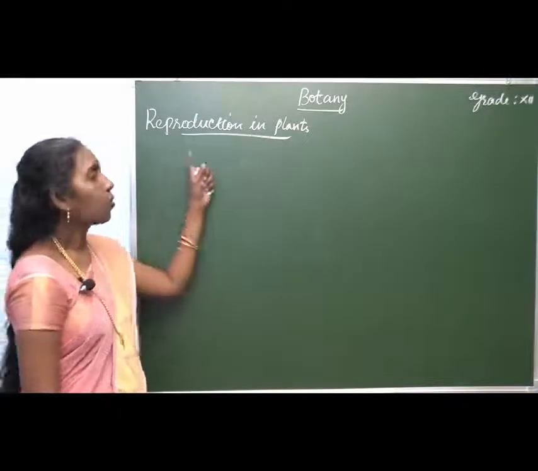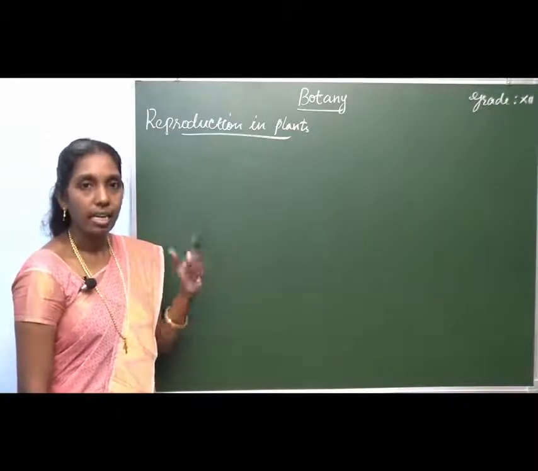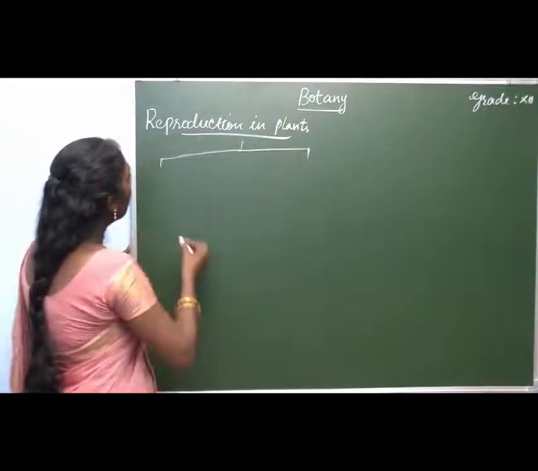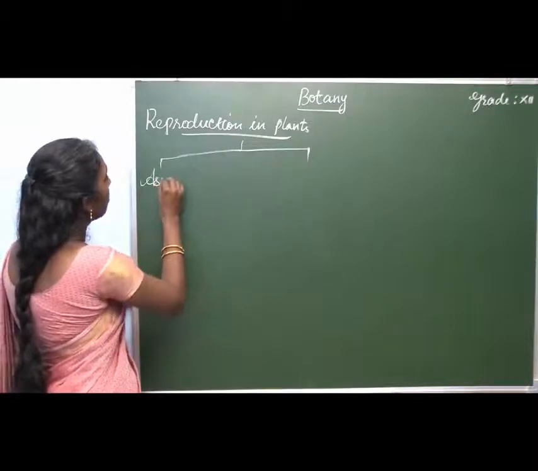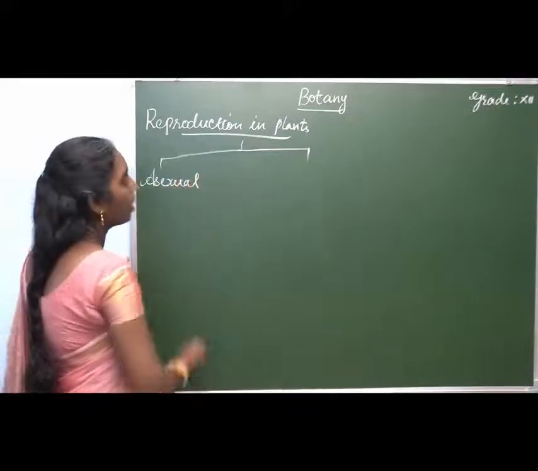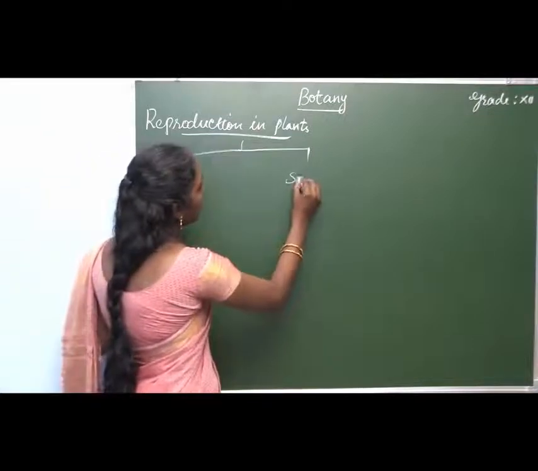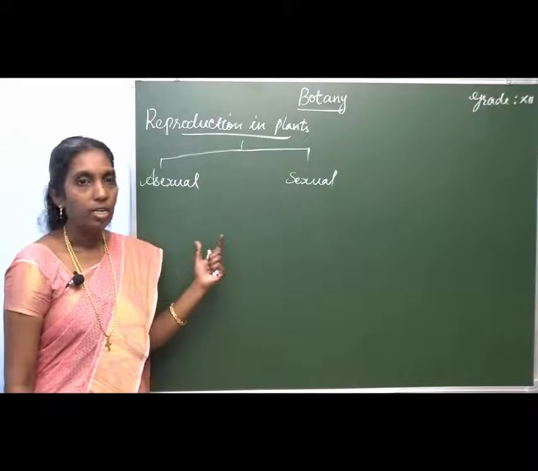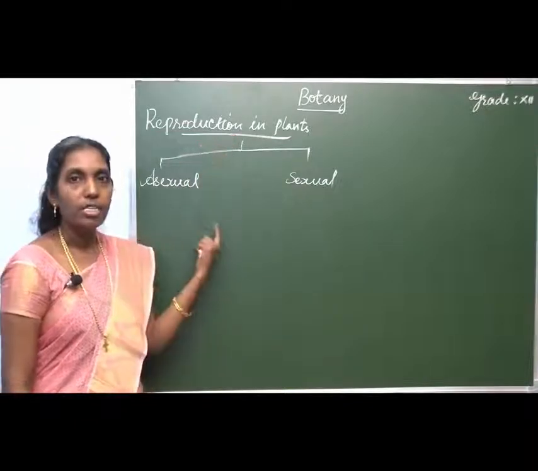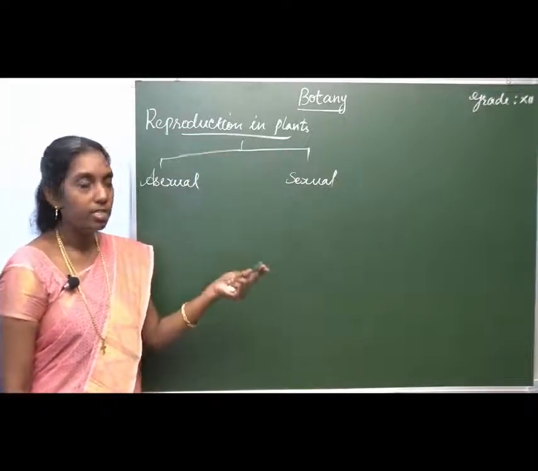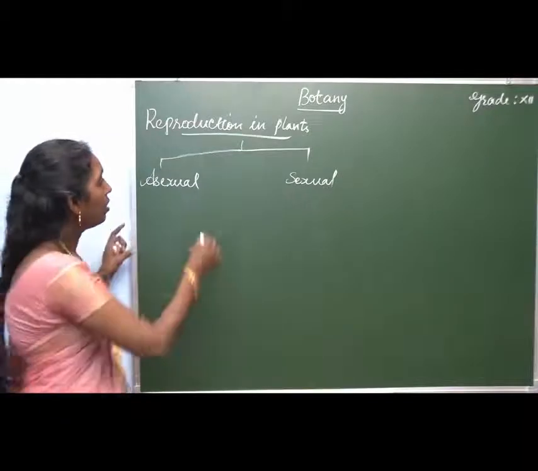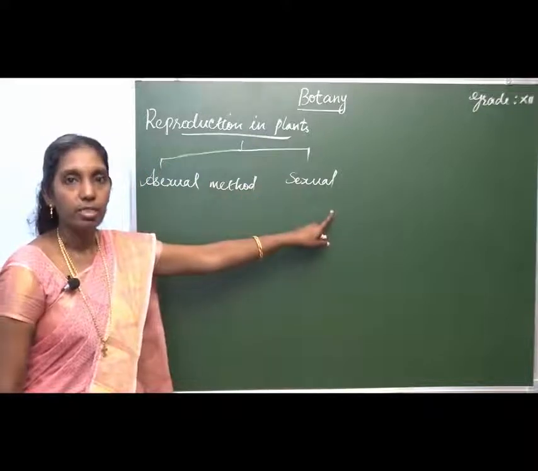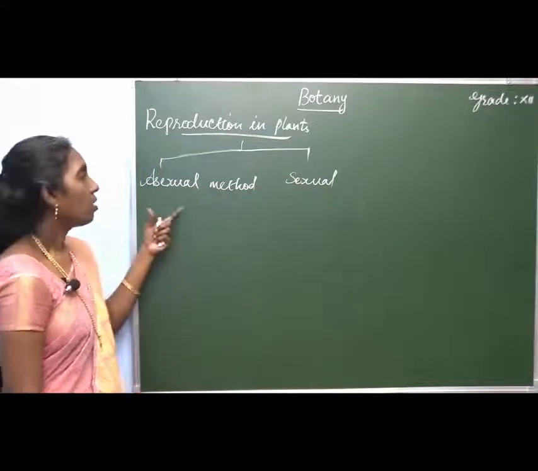Basically, the process of reproduction is categorized under two main headings. They are asexual reproduction and sexual reproduction. Broadly, the process of reproduction is classified under two categories: asexual method of reproduction and sexual method of reproduction. So, let us see one by one.